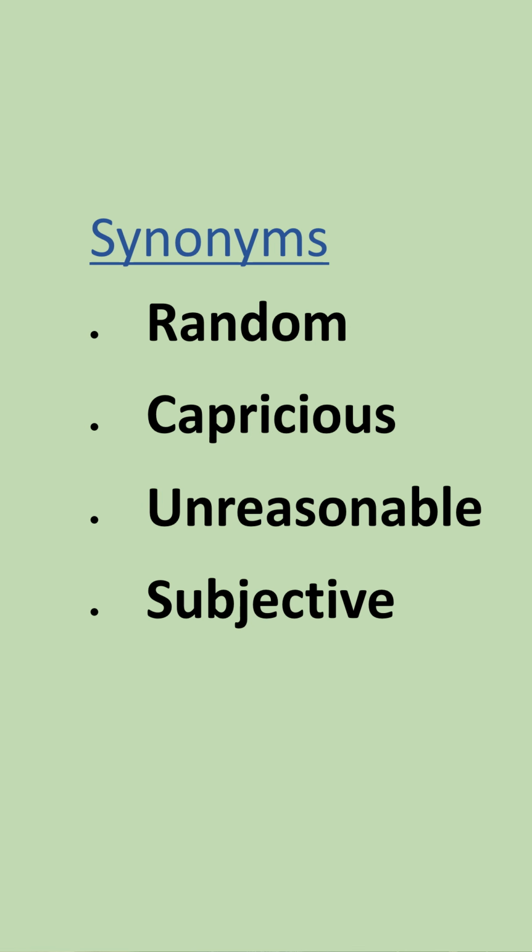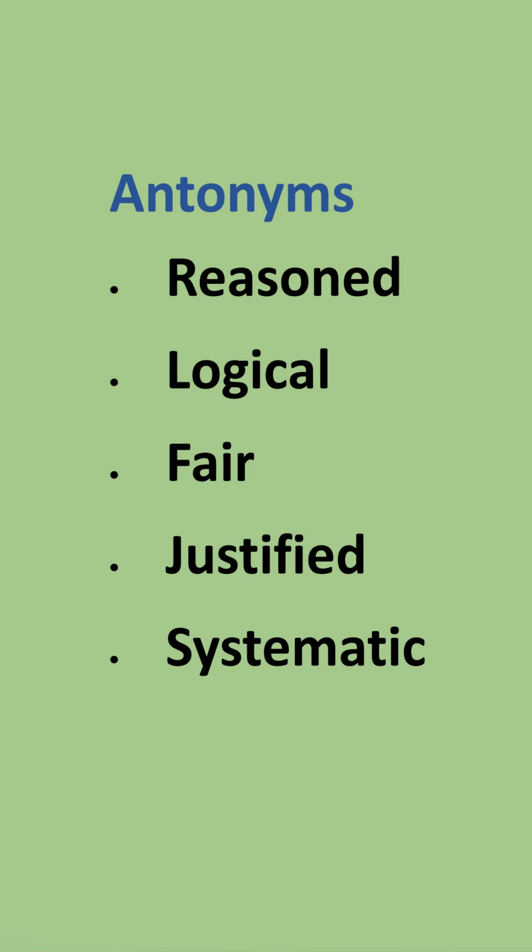So let's see some synonyms. Random, capricious, unreasonable, and subjective are some synonyms of arbitrary. So before winding up, let's have a look at some antonyms of arbitrary, that is reasoned, logical, fair, justified, and systematic.